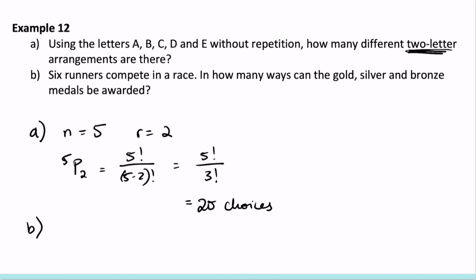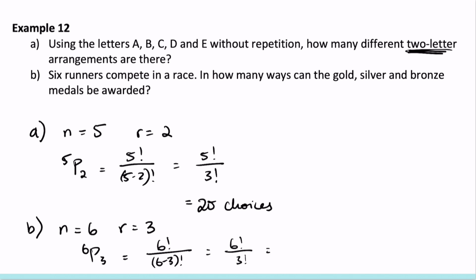Part B, 6 runners compete in a race. How many ways can the gold, silver, and bronze medals be awarded? So again, I've got 6 different objects and I only want to choose 3, which is the gold, silver, and bronze. So we're looking at 6P3. So that'll be 6 factorial over 6 minus 3 factorial, 6 factorial over 3 factorial, which is 120 different choices.